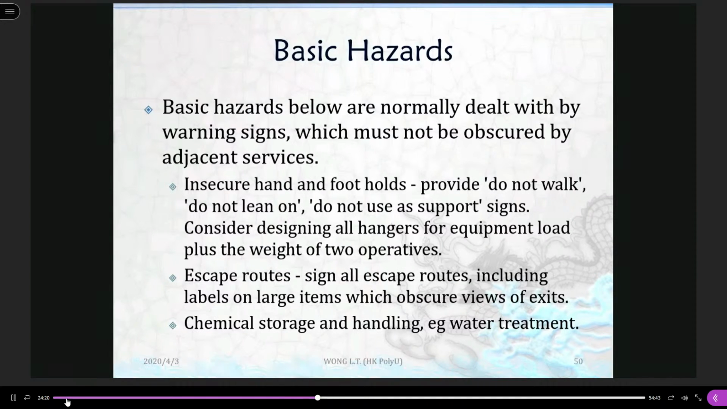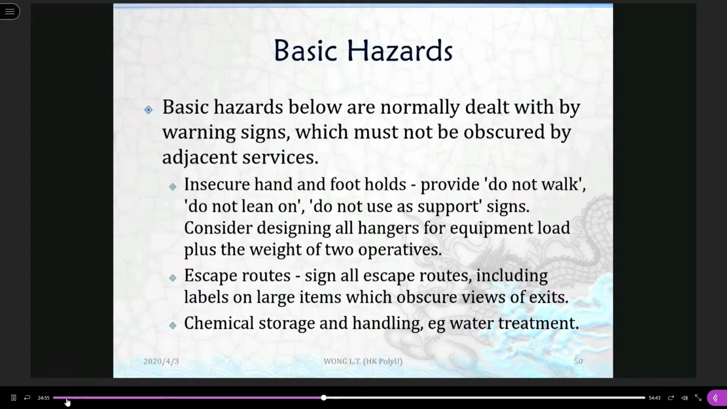Further, the basic hazards below are normally dealt with by warning signs. Usually by the warning sign, but not the others, which must not be obstructed by adjacent surfaces, so that the space is required for the signage as well as the visual provisions. Insecure hand and foot holds require a sign: do not walk, do not land on, do not use for support. Do not cover it with other surfaces or other equipment.